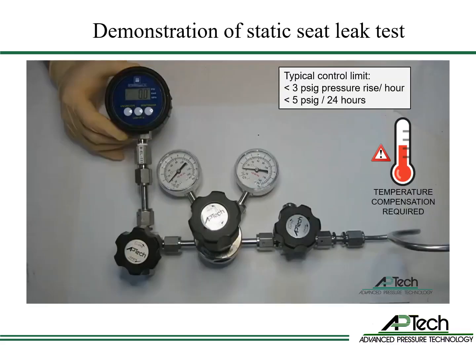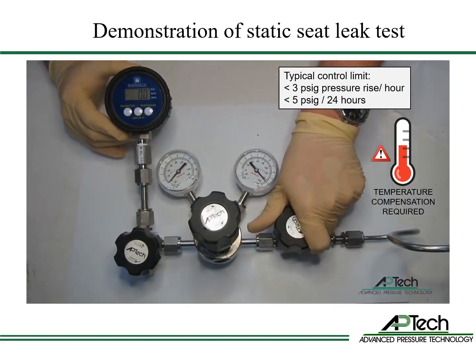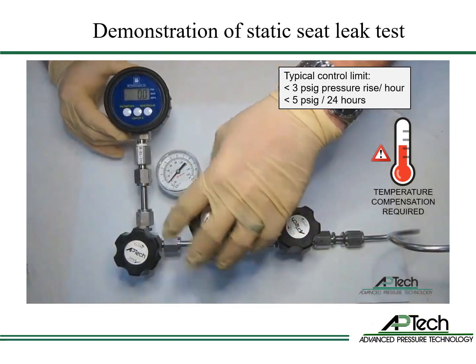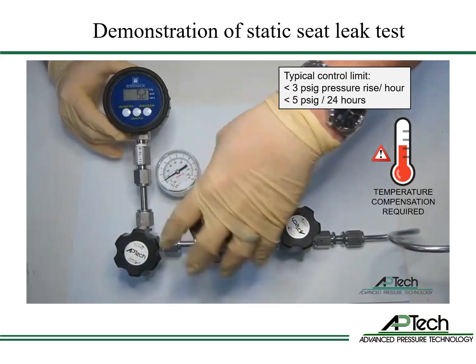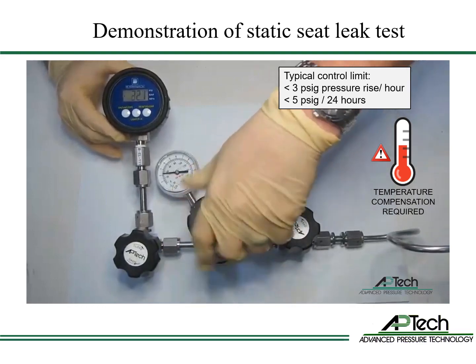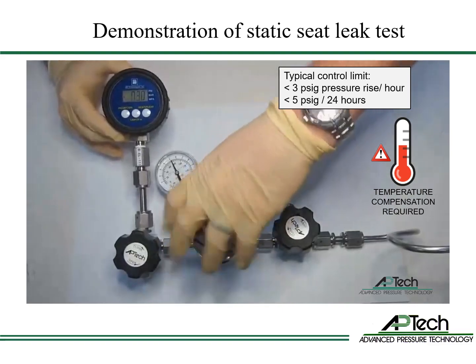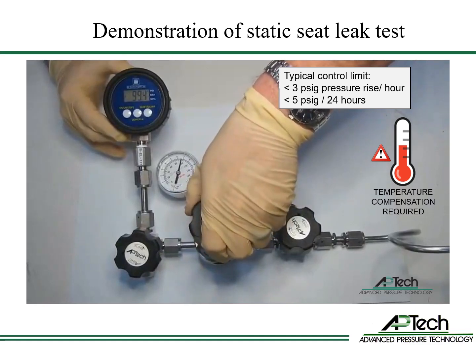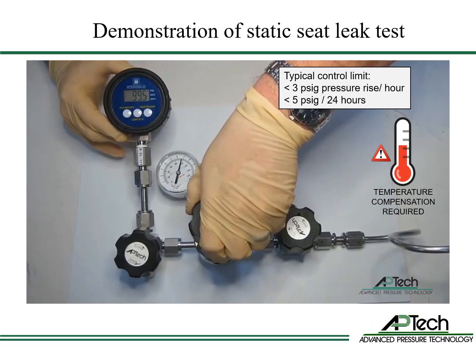Now let's demonstrate the static seat leak test for a regulator. Begin by pressurizing the regulator inlet with nitrogen and trap pressure by closing the inlet and outlet valves. Then set the desired regulator outlet pressure, making sure there's a pressure difference from inlet to outlet. After pressure adjustment, turn the regulator knob counterclockwise a quarter turn to release adjustment range spring force on the diaphragm.